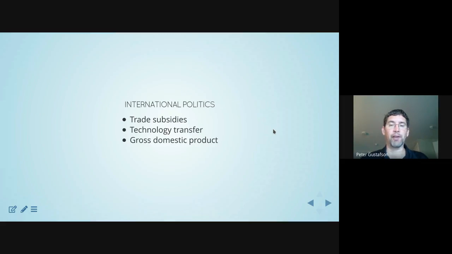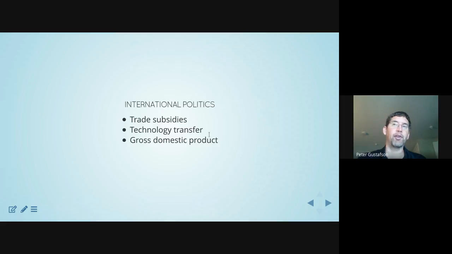I think the last thing I'll mention before we wrap up for the day is that international politics actually plays a role in aerospace engineering and aerospace structural mechanics. So some things to think about are trade subsidy, technology transfer, gross domestic product. All of these are things that impact us as aerospace engineers quite directly.